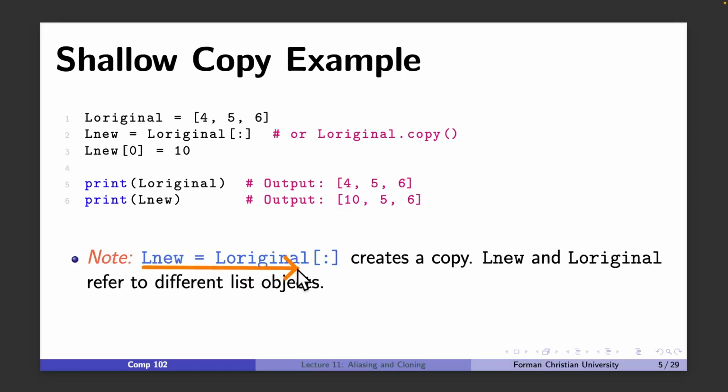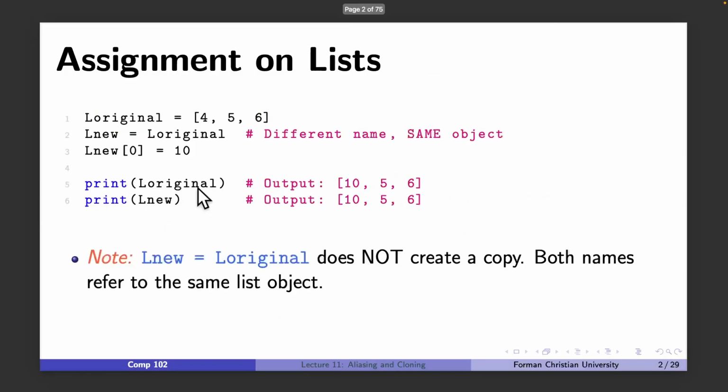This slicing is going to create a copy, not an alias. Alias means a different name for the same object. Alias again you can think of it as an alternative name. So this is not an alias. जो हमने पहले एग्जांपल देखी थी assignment वाली, this is an alias. So L new is an alias of L original here.